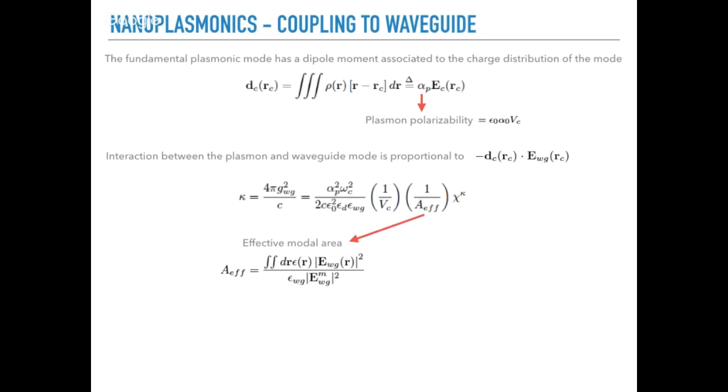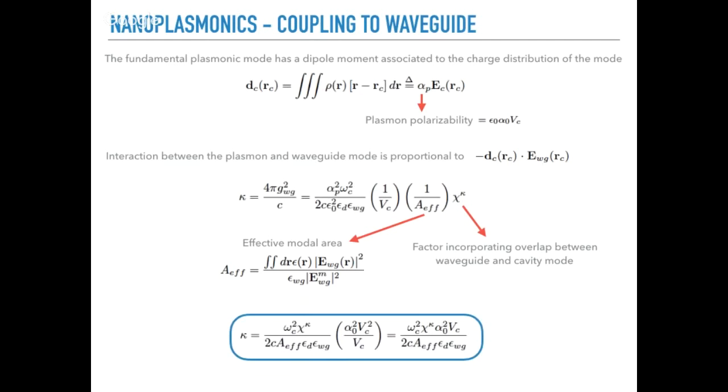If we calculate it further, it depends on the effective modal area of the waveguide. And this factor is just incorporating the overlap between your waveguide and your cavity mode. So it's a factor between 0 and 1. And eventually, one comes up with a formula that the coupling rate in itself is proportional to your modal volume and is inversely proportional to the effective modal area of the waveguide.